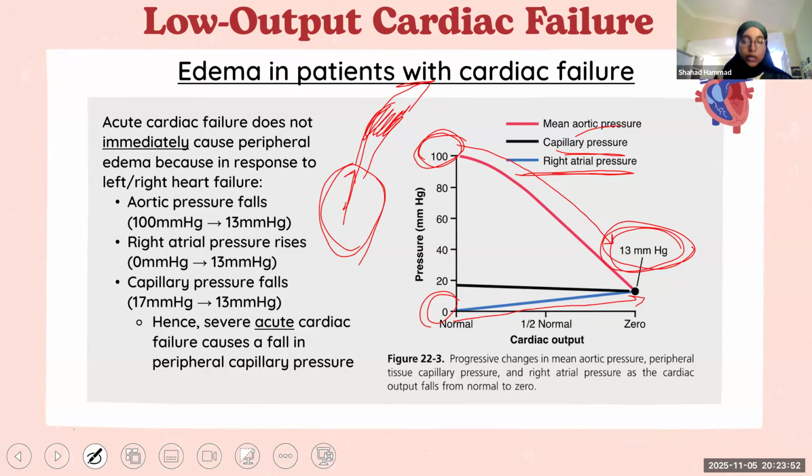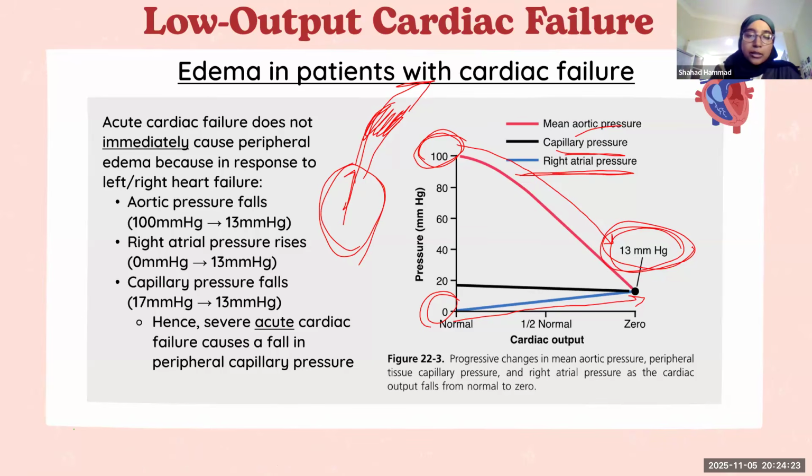However, in chronic conditions where this continues to get worse, these compensatory mechanisms are not enough, and the pressures will eventually go back to their original numbers, and the capillary pressure will start to increase and increase, and then we'll see the blood and the fluid leaving these capillaries and causing edema. This graph is a bit roundabout way of explaining the edema, but this is the way the doctor wants it explained. If you guys have any questions, feel free to ask, otherwise we'll continue.